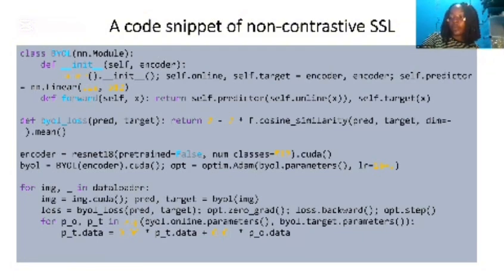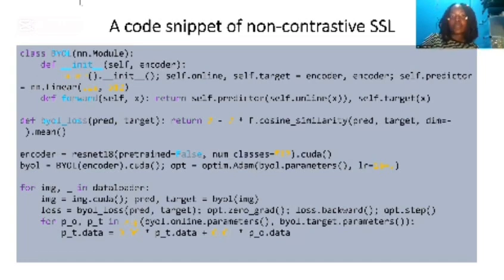Then we have the forward function. The online network encodes X, then passes it to the predictor. We also have the target network, which encodes X but without the predictor. These two outputs are later compared using cosine similarity loss. After this line, we define the bootstrap your own latent loss, BYOL_loss.